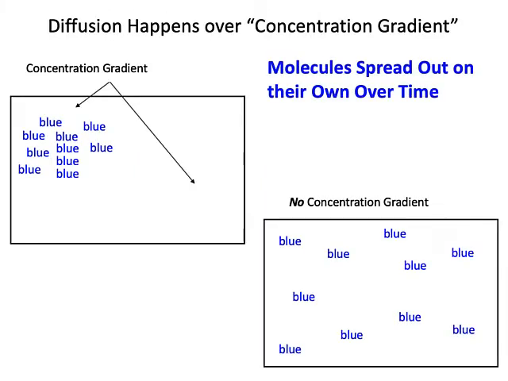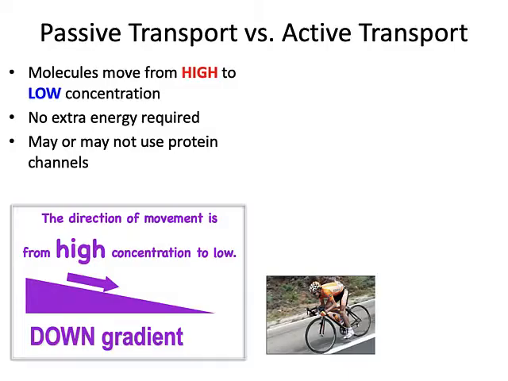Diffusion happens over a concentration gradient. That is to say, molecules spread out on their own over time, and they move from high concentration to low concentration until eventually there's no concentration gradient when, for example, that blue dye or purple dye is completely diffused throughout that beaker of water. In summary, passive transport means that molecules move from high to low concentration.